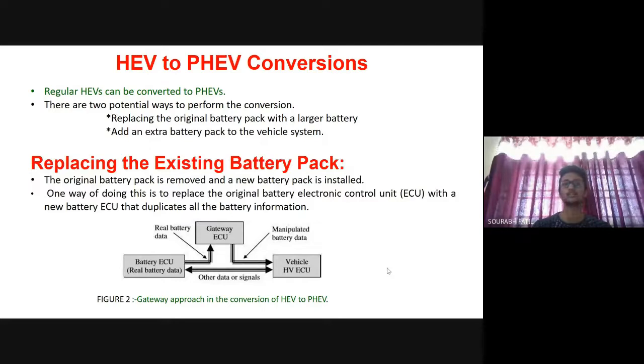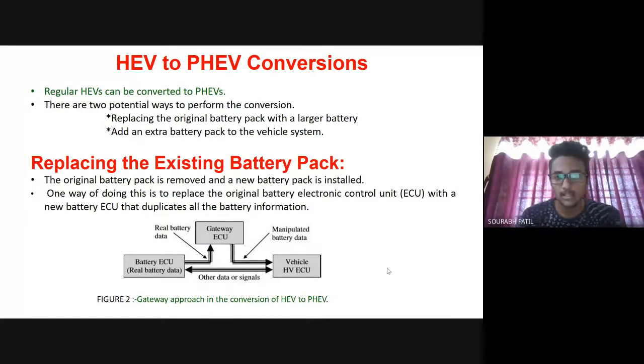The first is removing the old battery pack and adding a new battery pack with larger capacity. For example, HEVs use nickel metal hydride batteries, which have less capacity, approximately 1.2 to 2.2 kilowatt hours. But PHEVs use lithium ion batteries, which have higher capacity, approximately 7 to 12 kilowatt hours. So the first approach is directly removing the old battery and adding a new battery pack.